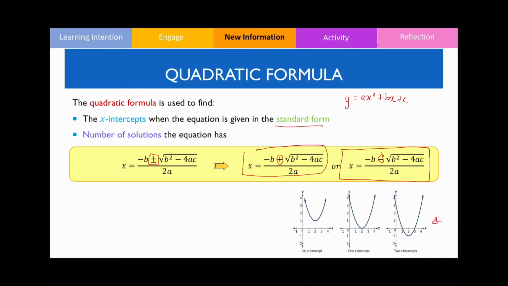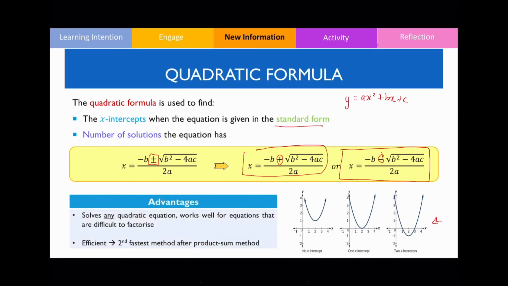Now, what makes this method God tier? What makes it so good? Well, as I said, it can solve any quadratic equation. For the product sum method, remember that you might encounter some examples where you might not be able to factorize. In this case, if you can't factorize it, use the quadratic formula instead, and this will give you the answer quite quickly.